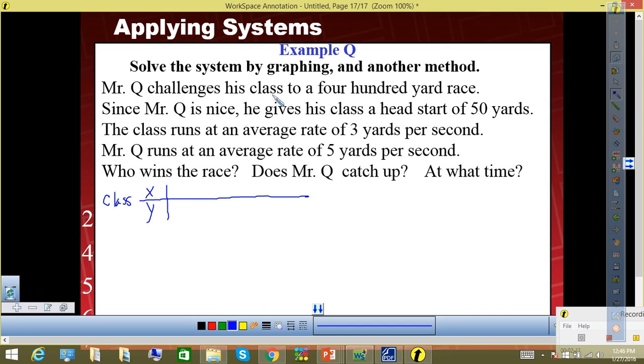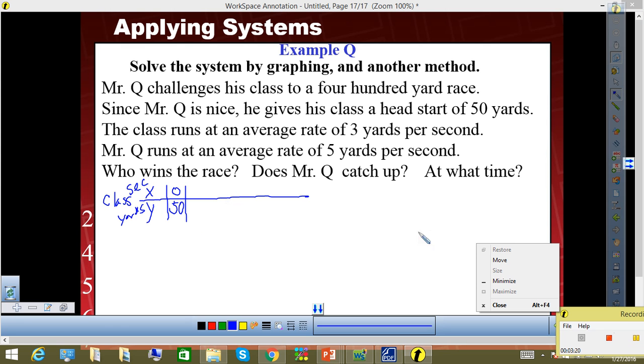So let's read it. Mr. Q challenges his class to a 400-yard race. Since Mr. Q is nice, he gives his class a 50-yard head start. The class runs at an average rate of 3 yards per second. So what does the X stand for? Seconds. And the Y? Yards. Okay. If we haven't started the race, at 0 seconds, where are you at? At 50 yards. Why 50? Tell your neighbor, please. Because you get a head start. Very good. Okay, let's move on.